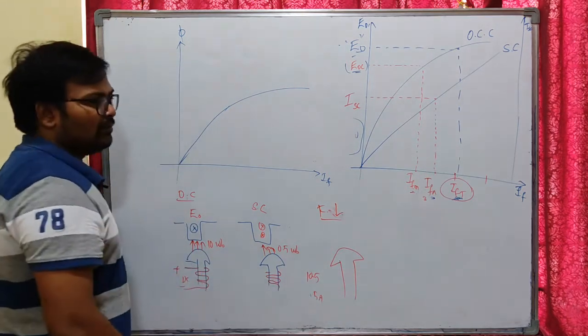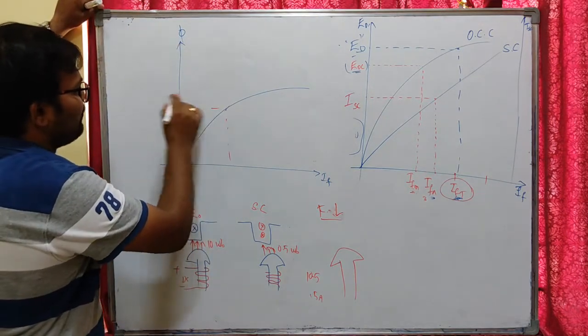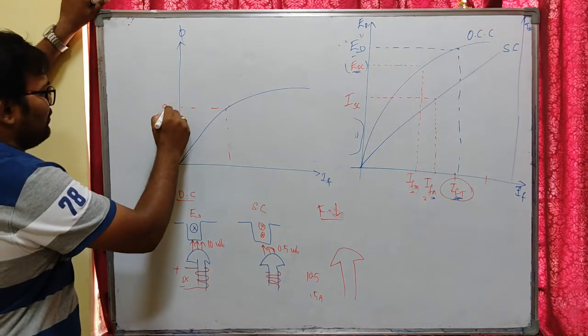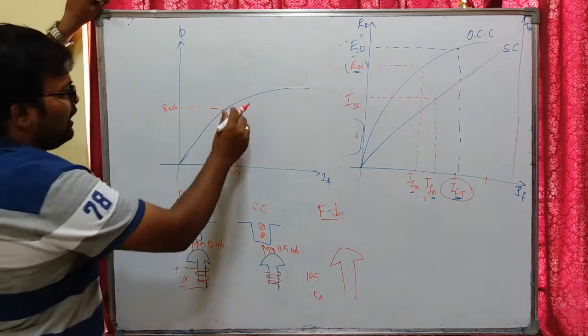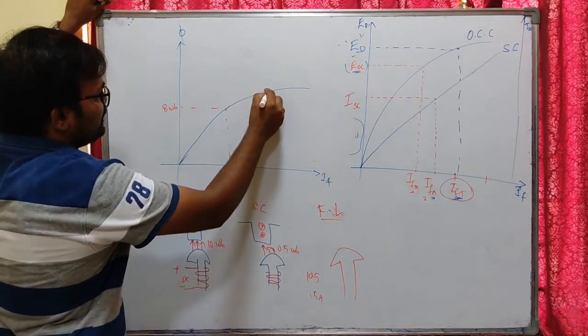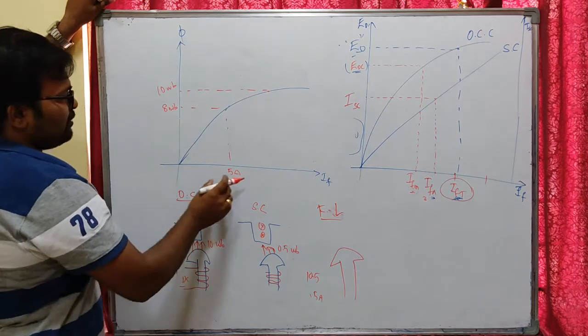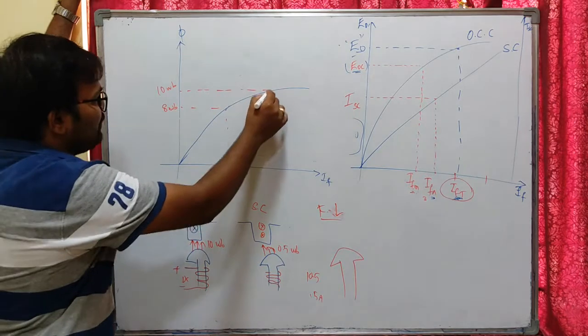Why? Because for the linear condition, up to this point it is linear, IF is linear and flux is linear. Let us consider the flux is about 8 Webers, this is around 5 amperes. After this it will go into saturation. So let us consider this is the new saturation point, this is 10 Webers. For 8 Webers you require 5 amperes, but for 10 Webers what will be the value?